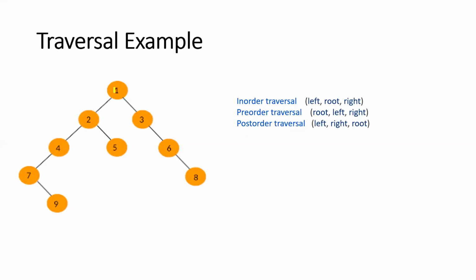So standing at 1, first it will be checking for left and right. So 2 is the left. When it is standing at 2, it will try to print the left. 4 it will not print because it is a root node of another subtree. So it will take left, 7. When it reaches 7, it will check whether left is there. Left is not there. Then whether it has a right. Right is 9. It will print 9. 9 is printed.